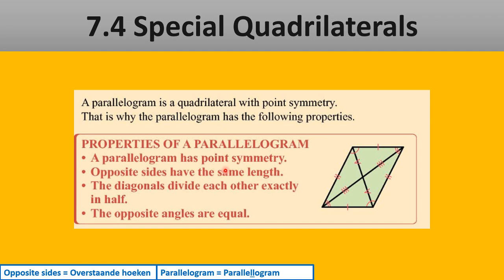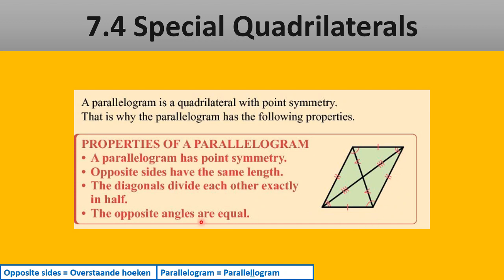For example, a parallelogram has point symmetry, right? I can point rotate it from right here, or I can also mirror it into this line and I find exactly the same figure on the other side. Opposite sides have equal length, so this side has the same length as this one and this side has the same length as this one.